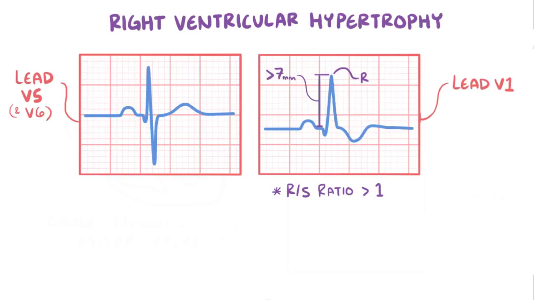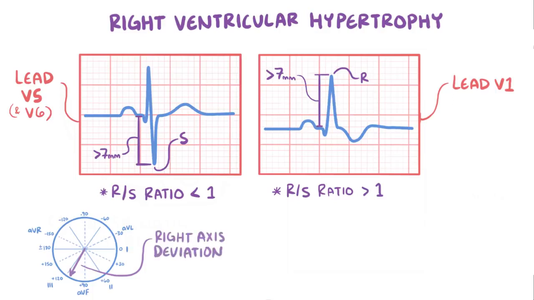In V5 and V6, another classic sign of right ventricular hypertrophy is a dominant S wave, meaning that it's over 7 millimeters deep, again 7 little boxes, and bigger than the R wave, making the R to S ratio less than 1. Typically, there's also right axis deviation in right ventricular hypertrophy, resulting in an axis of plus 110 degrees or more. In right ventricular hypertrophy, the QRS complex is less than 120 milliseconds, meaning that it's not longer than normal. This is important because it means that the changes can't be the result of something like a right bundle branch block, which would cause a longer than normal QRS complex.